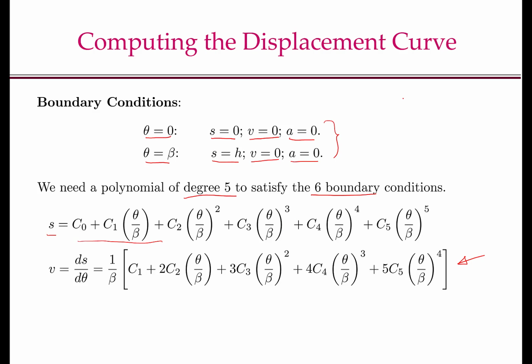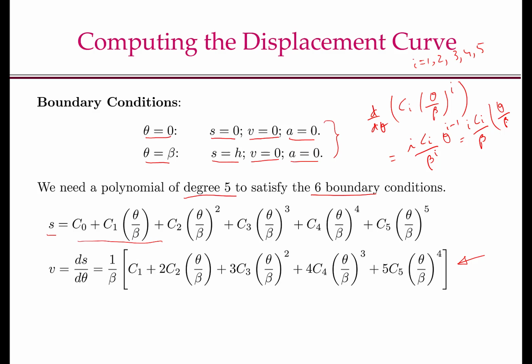So the terms here are of the form Ci (theta by beta) to the power of i, where i ranges from 1 to 5. Now if I do d d theta of Ci (theta by beta) to the power of i, I get i times Ci by beta to the power of i, theta to the power of i minus 1. This is because Ci and beta to the power of i are constants, so they come out, and d d theta of theta to the power of i is i theta to the power of i minus 1. I can rewrite this as i Ci by beta times (theta by beta) to the power of i minus 1. And that is what I have done here.